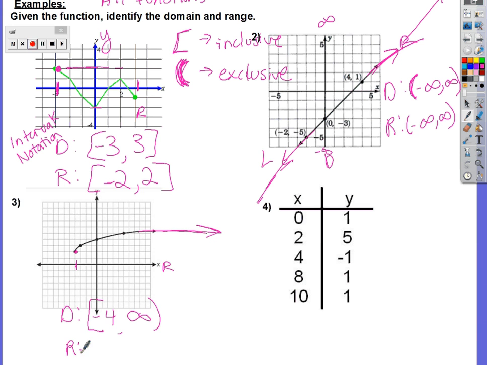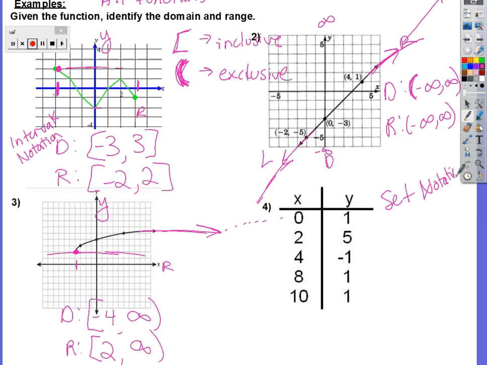Your range, if we look at the lowest y value, that would be at 2, and that's again included. And if we look up, this technically is slowly going up and up and up to +infinity. Done. Now, 4 is a little different. You have a table. So here, because it's not continuous, it's a set of points, it's going to be set notation.